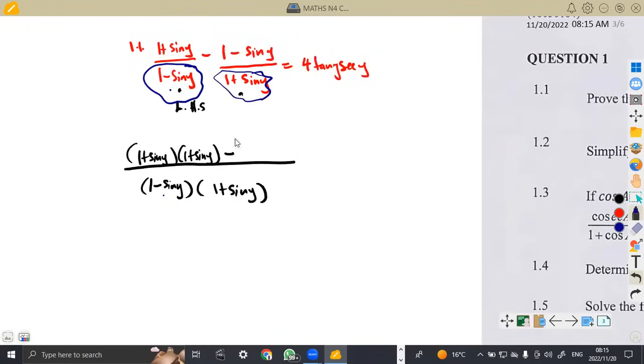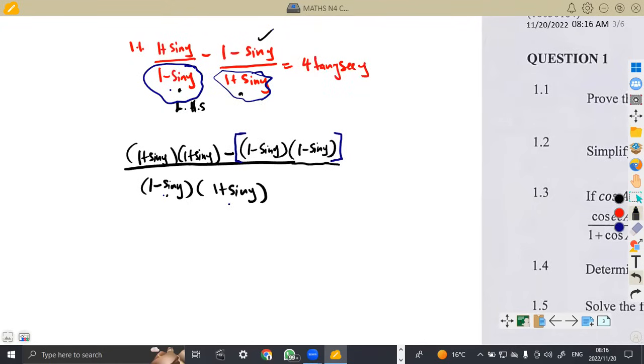This 1 plus sine y here and 1 plus sine y will cancel, which means we are going to remain with 1 minus sine of y. So 1 minus sine of y into 1 minus sine of y, which is in the numerator there. So this is what you're having, but take note there's a negative. That means this negative is going to affect whatever you're going to get from these two.